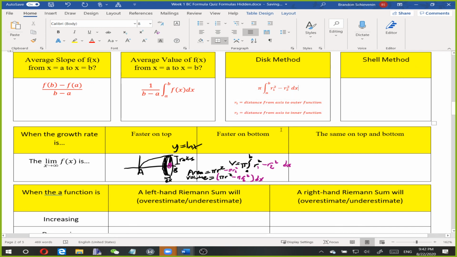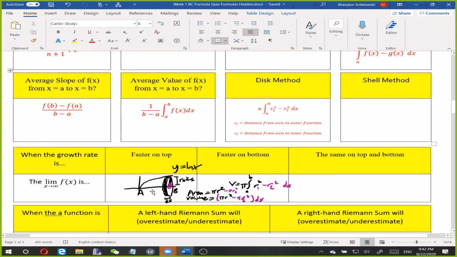We're using outer and inner instead of top and bottom because sometimes you're given a function that's on the bottom of the curve that you want to spin around instead of on top. So in this case, from the axis to the outermost function is the function that's furthest away from the axis, and from the axis to the innermost function is the function that's closest to the axis. The axis is whatever line you're spinning about. Any questions on our formula, what it means?